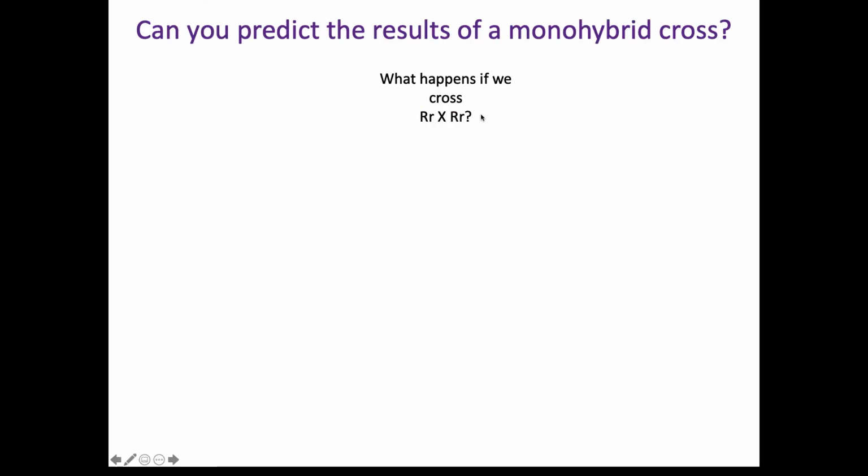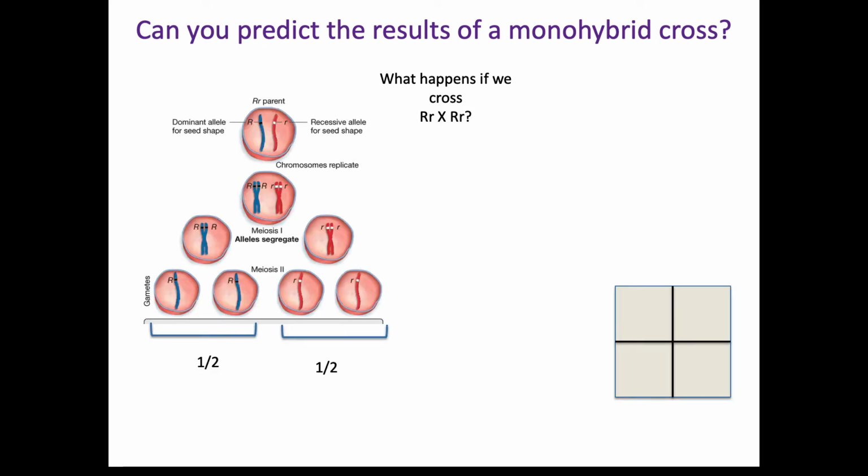Can we actually predict what Mendel would have seen based on our knowledge of meiosis and fertilization? And the answer is sure we can. Let's remember that the outcome of meiosis in both of these monohybrid organisms is going to be 50% of their gametes will have the round allele and 50% of their gametes will have the wrinkled allele. And we're going to cross them with each other.